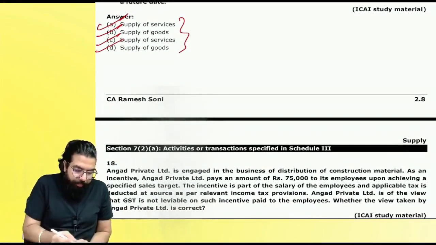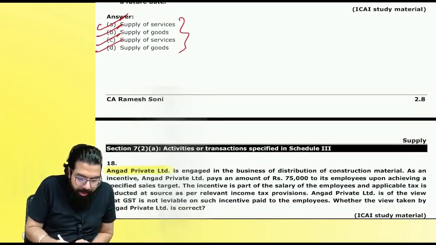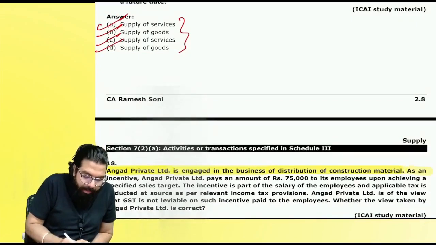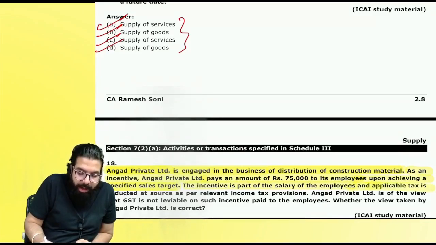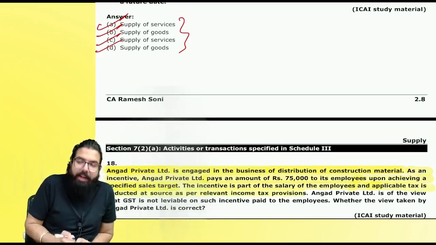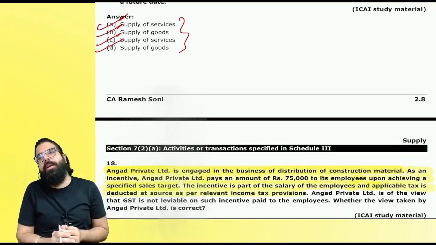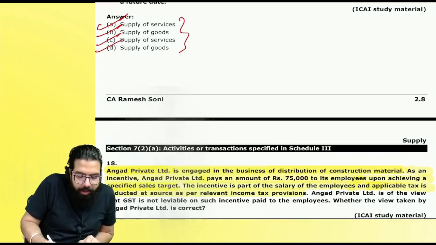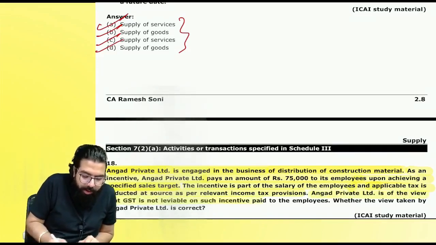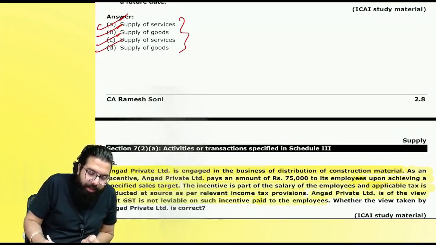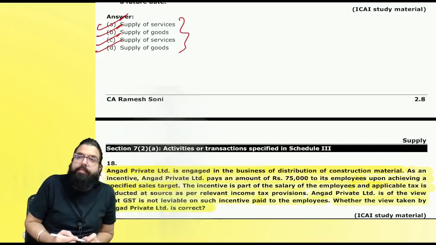everyone over here. Angad Private Limited is engaged in the business of distribution of construction material. As an incentive, Angad pays an amount of 75,000 to the employee upon achieving sales target. The incentive is a part of employee salary and applicable tax is deducted under the relevant Income Tax Act. In Income Tax, under section 192, TDS is deducted. Angad is of the view that GST is not leviable on such incentive. Whether the view taken by Angad is correct?